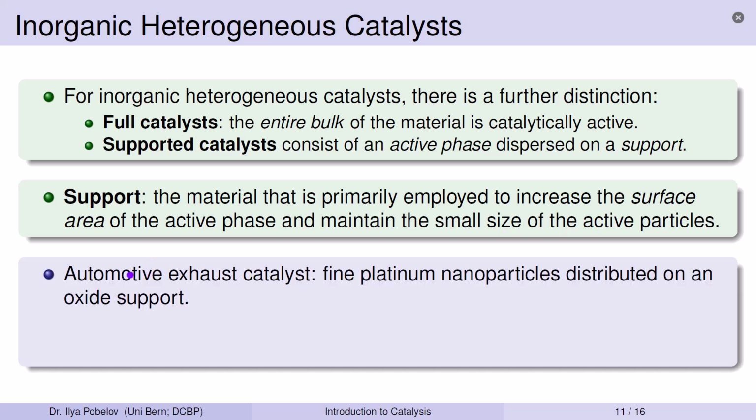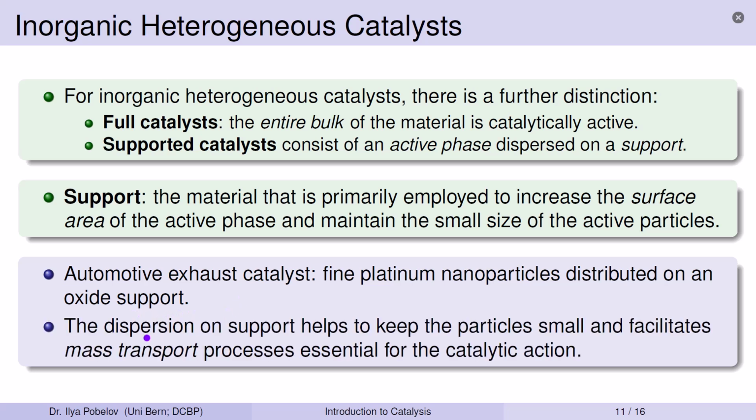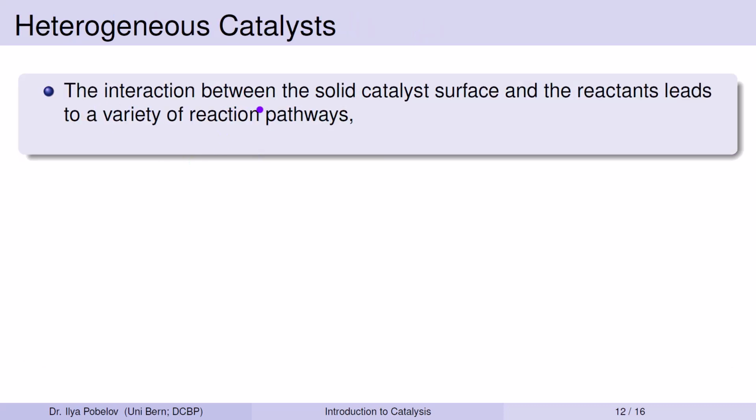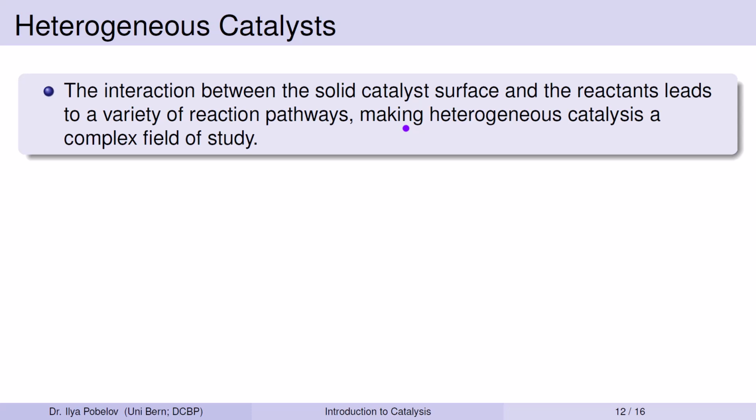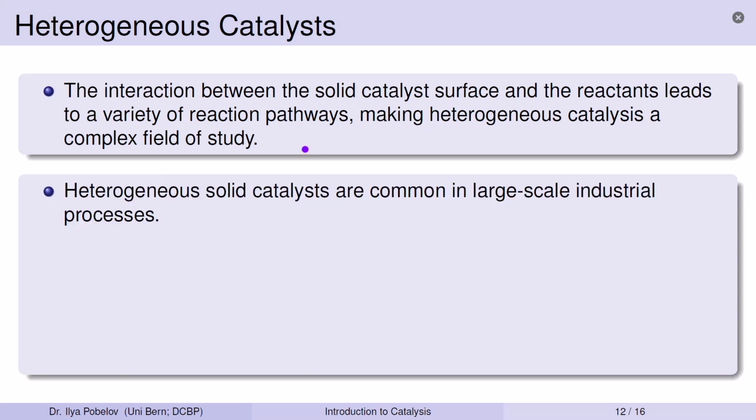A classic example is the automotive exhaust catalyst, where fine platinum nanoparticles are distributed on an oxide support. The dispersion on support not only helps to keep the particles small, but also facilitates mass transport, processes essential for the catalytic action. The interaction between the solid catalyst surface and the reactants leads to a variety of reaction pathways, making heterogeneous catalysis a complex field of study.